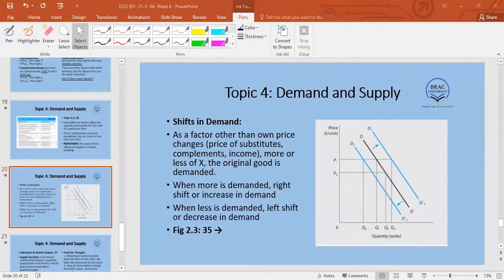Do you remember these graphs, shifts, sir? Yes, sir. Okay, what is a shift? Other than price, if something else influences demand, it can influence it in two ways, either positively or negatively.